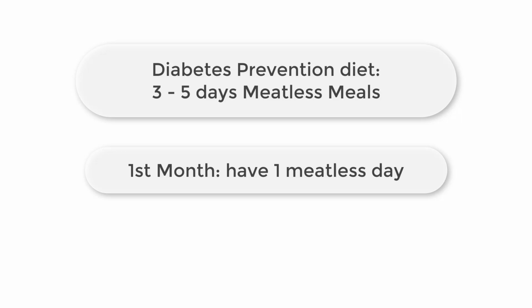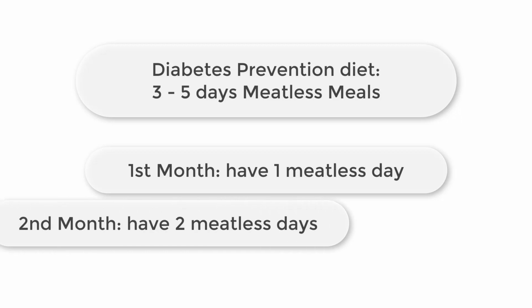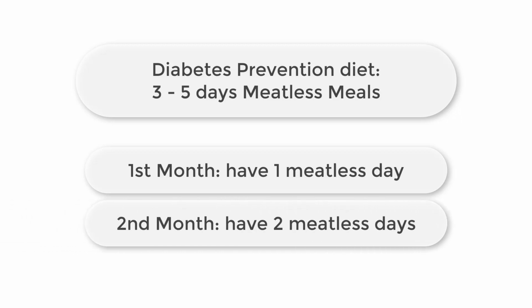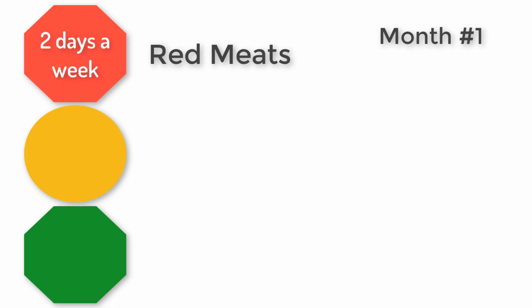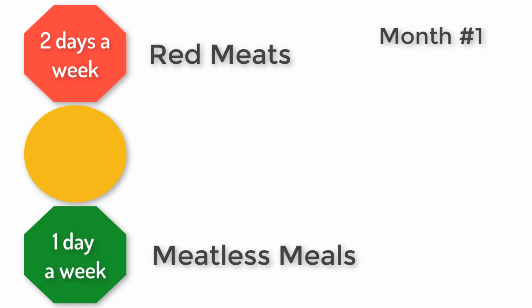Now, what I would suggest in the following month is try to increase that to about 2 meatless days in your week. Now, what can you have on the other days of the week? I suggest if you can limit your red meats, at least start with 2 days a week of red meats. So if you are someone who eats lamb or goat or beef very often, then reduce that to at least 2 days a week. So we have 1 day meatless, we have 2 days of red meats.